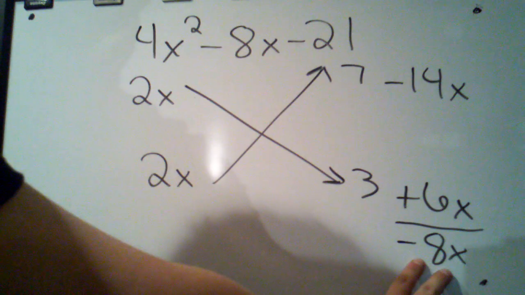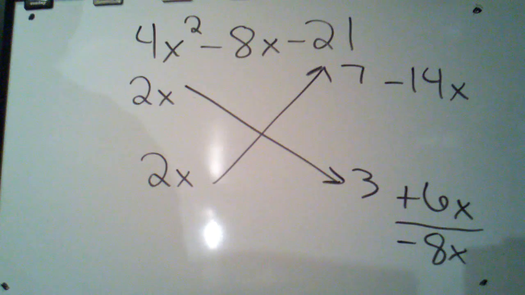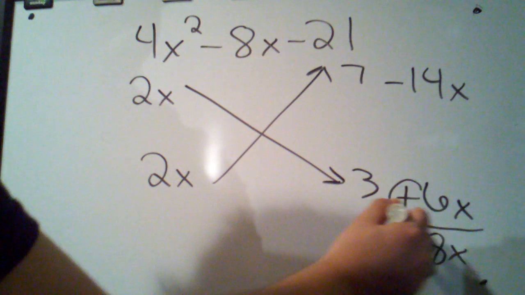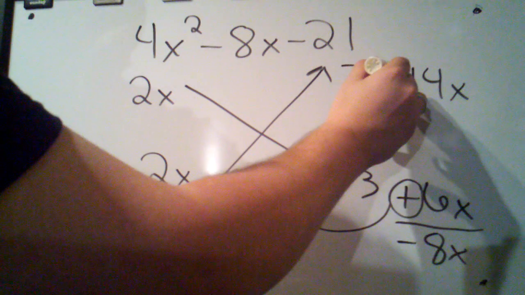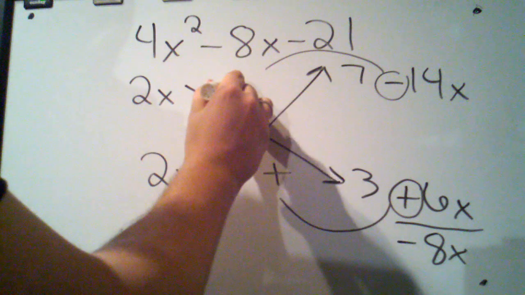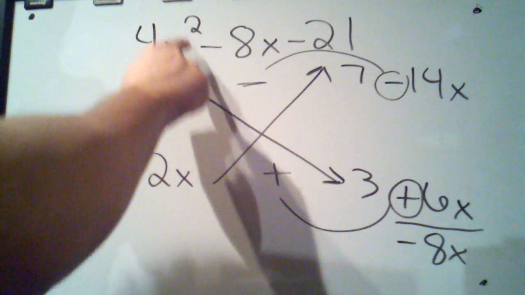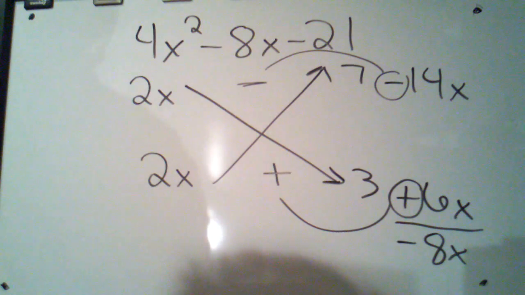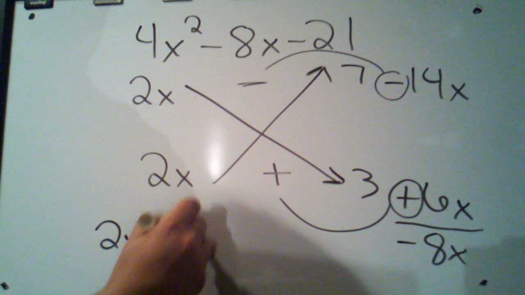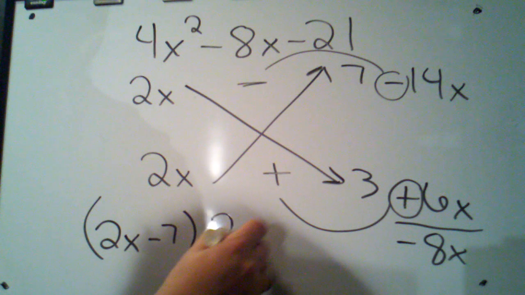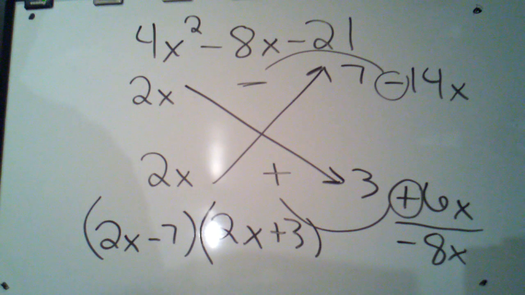And once this number right here matches this number right here, I know that I now have got my signs right. And I'm going to take this sign, bring it on over, and write it right there. And I'm going to take this minus sign, bring it on over, and write it right there. So now I just factored 4x squared minus 8x minus 21 to be 2x minus 7 times 2x plus 3. And that there is my factor term.